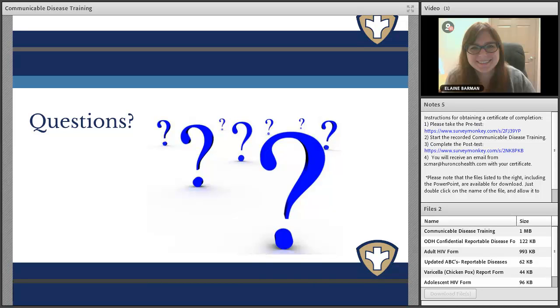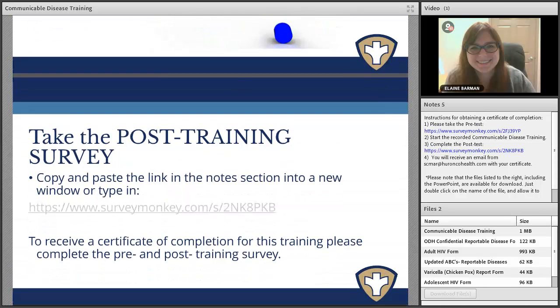And again, the forms on the right-hand side, so you're going to have the training form, both HIV forms, the adult and the adolescents. You're going to have the updated ABCs reportable form, so that is the list of all of the diseases in their class brackets, and then there's also a second page to that puts them in alphabetical order. You're going to have your varicella chickenpox reporting form, and then your ODH confidential reporting disease form, and that's the main form. So that'll be all the files that you have, and we have gone through all of those.